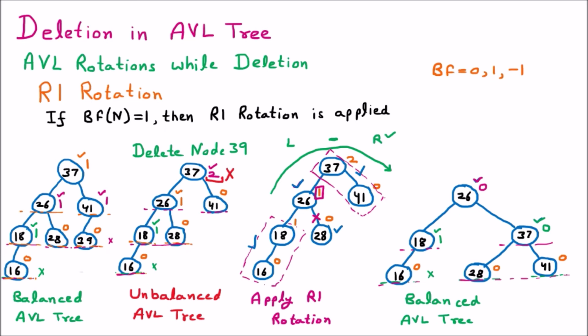So here in this particular topic we have learned the R1 rotation. Whenever we delete a node from the tree, the tree becomes unbalanced, and to restore the balanced tree, we need a rotation. So here we have learned the R1 rotation.